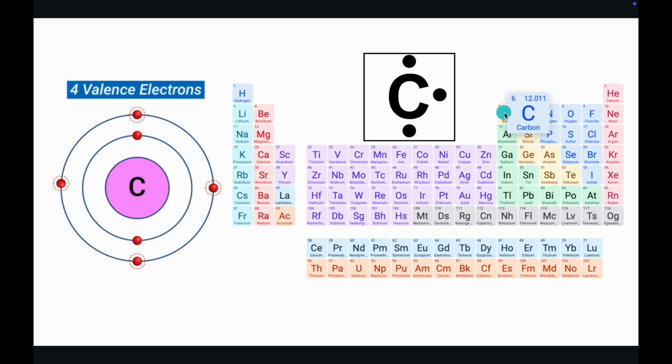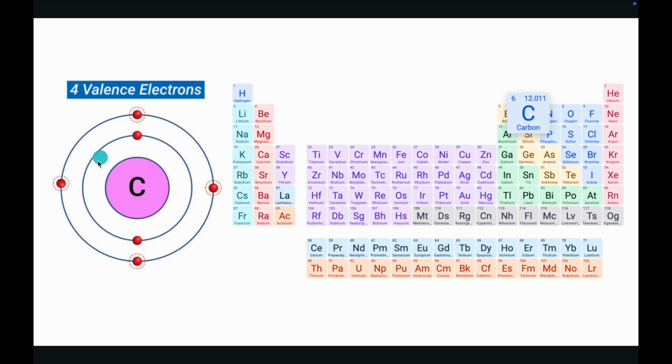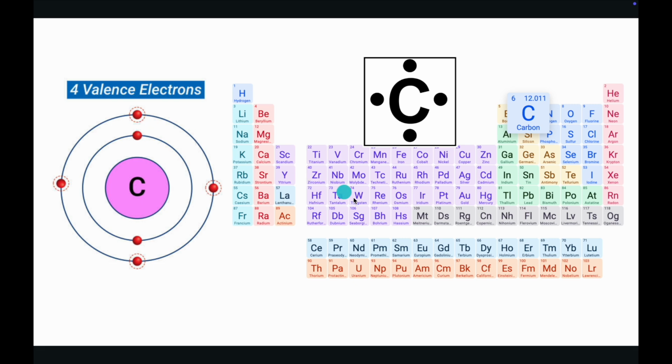You can see here it also has the electrons that come before it. So here are these first 2 electrons, 1, 2, and then here's electron 3, 4, 5, and electron 6, which gives us 4 valence electrons.